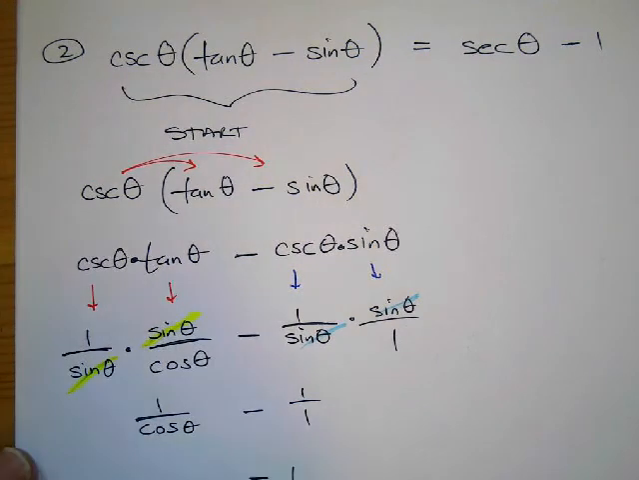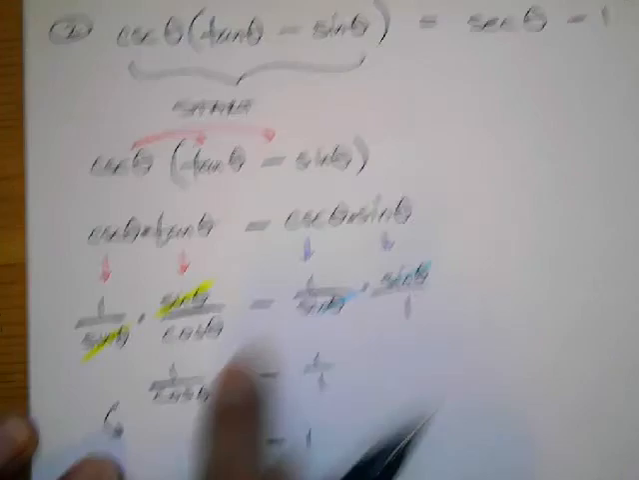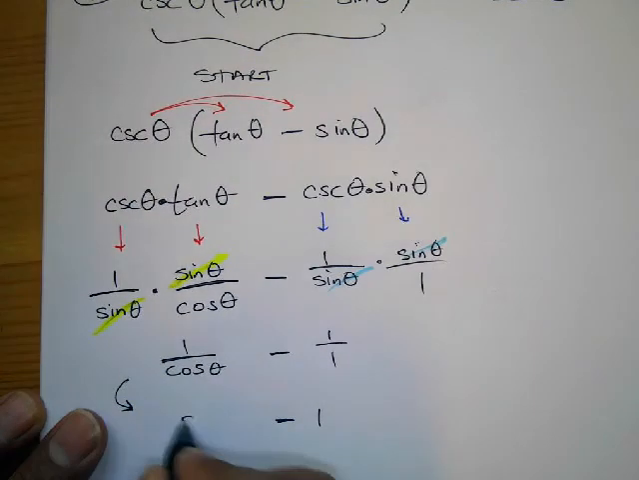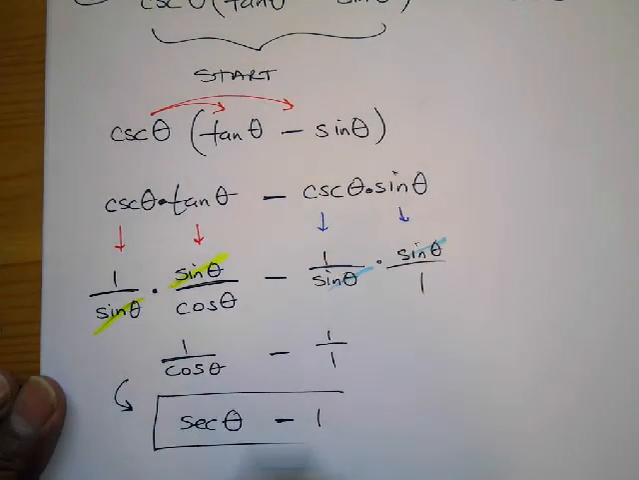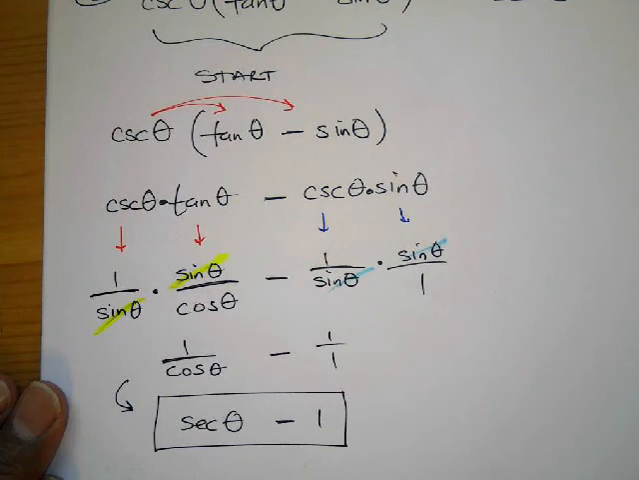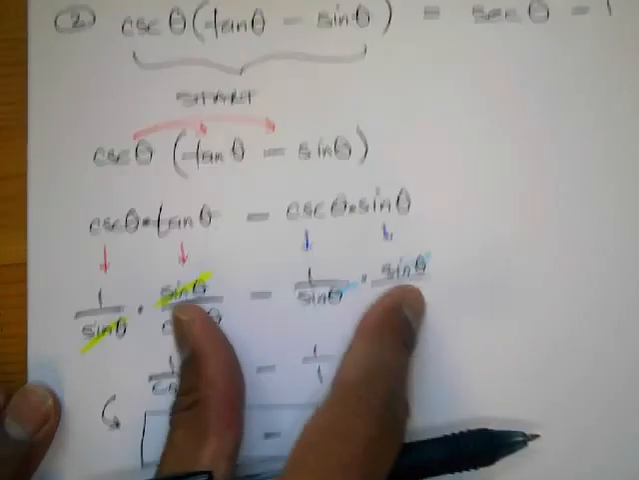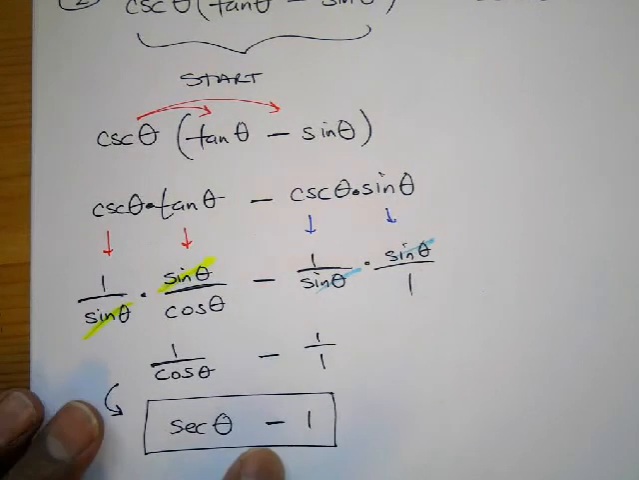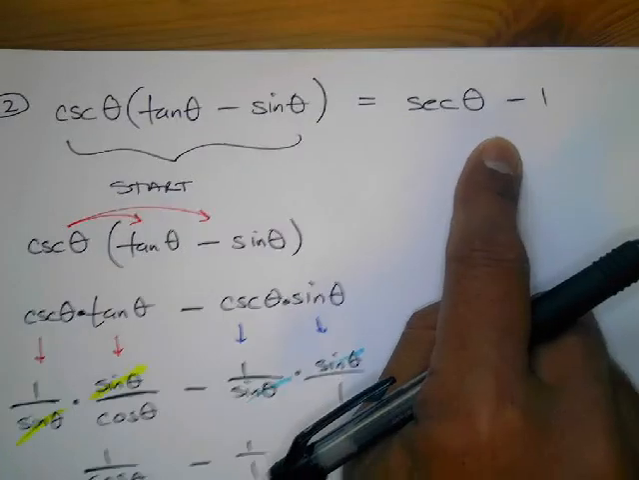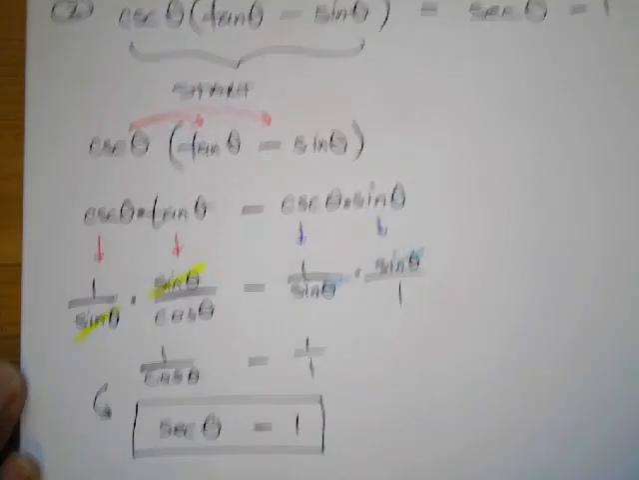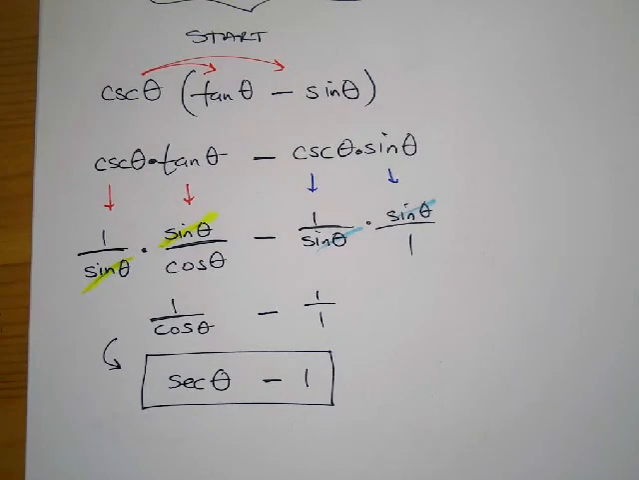And what's going to happen here? You're going to be left with what? 1 over cosine. But we know that 1 over cosine is equal to secant theta. So there it is. You've proved it. You proved that yes, when you distribute and simplify it down, it does give you secant theta minus 1. All right, there you go.